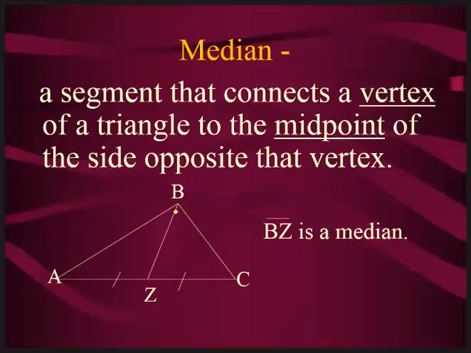So you've got to go all the way across. We're going to start at this vertex and go all the way across till we hit that middle point of that opposite side. I know it's the middle because I see these congruency marks. Notice it is not necessarily perpendicular. It could be, but it doesn't have to be. So in this example, BZ is a median.